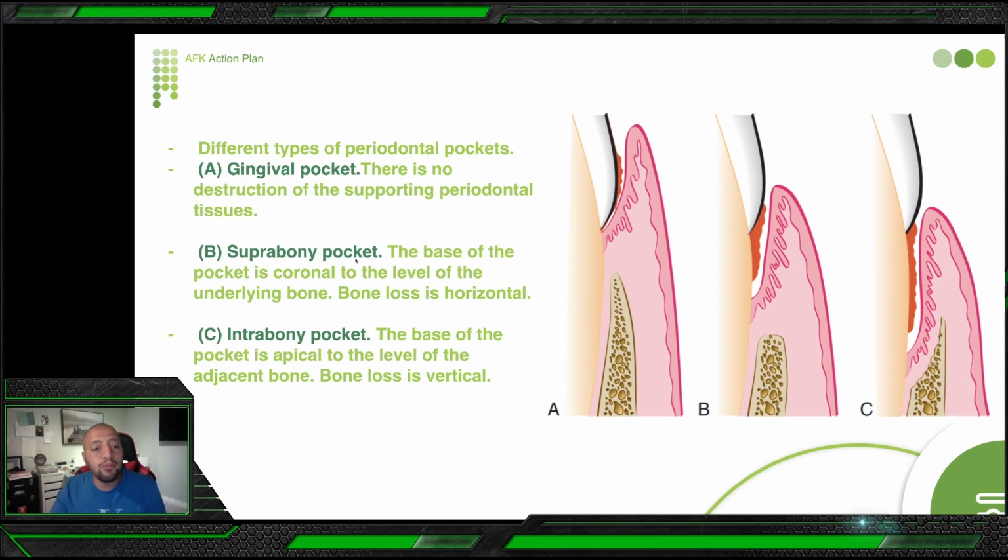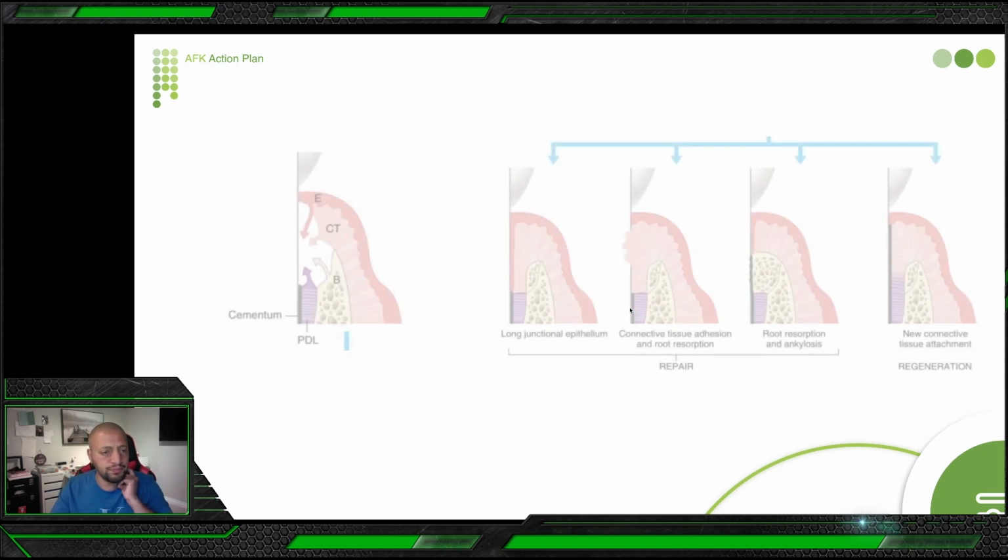And then we have suprabony pocket, where the base of the pocket is coronal to the level of the underlying bone, and the bone loss is horizontal. We see this most commonly in our patients with periodontitis, leading to generalized horizontal bone loss in the mouth. So probing depth increased to 5, but the deeper part of our pocket is still suprabony. And when the patient has vertical type of bone loss, you will see the depth of the pocket is even apical to the crest of the bone. Okay, this is clear also.